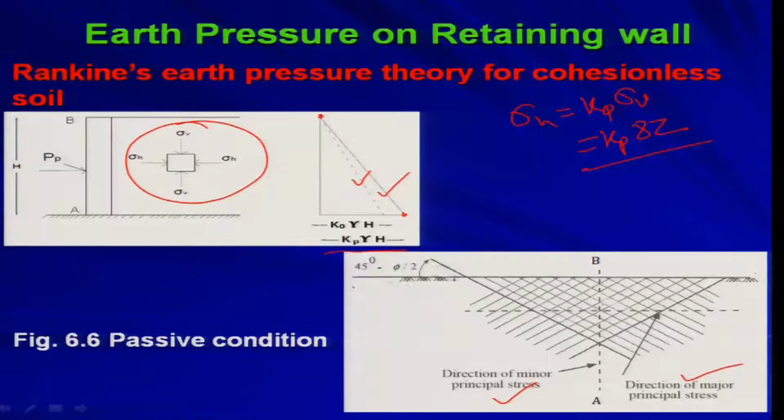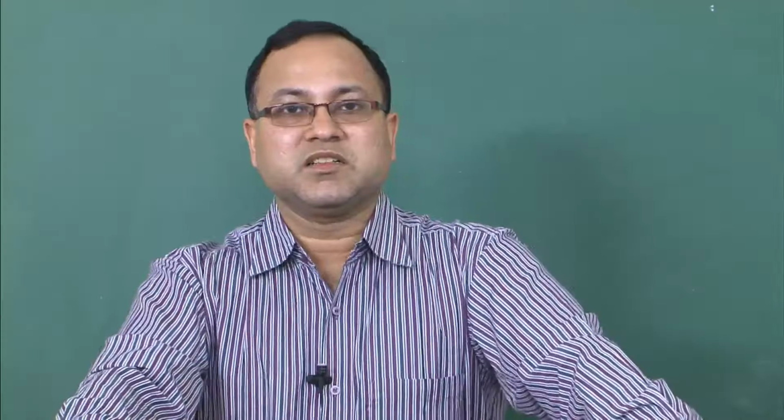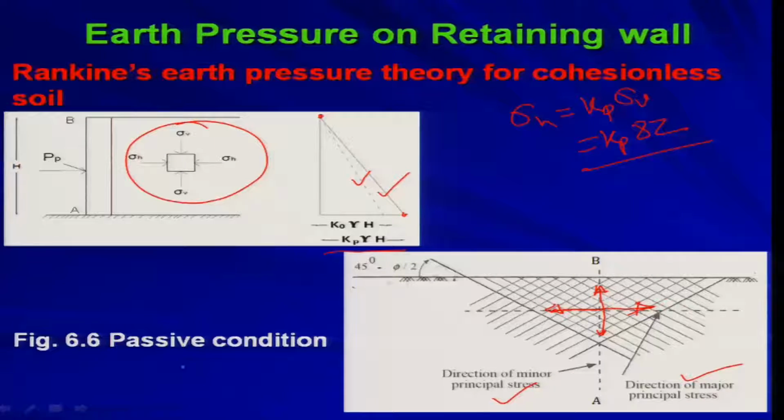So, this is your major principal stress direction and this is your minor principal stress direction, which is just the reverse of the active state. And that means now basically your sigma 1 is acting horizontally and sigma 3 is acting vertically.